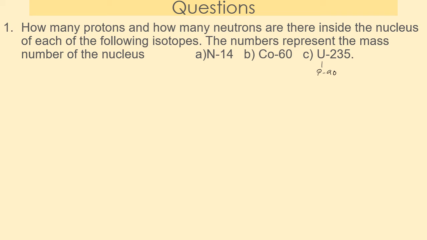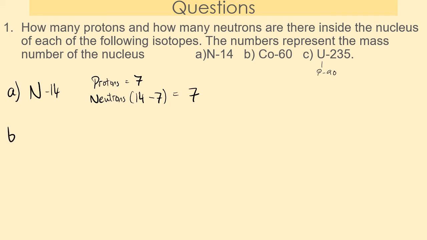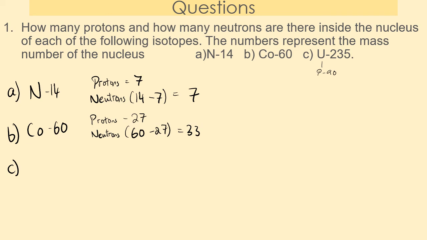You should now only be watching if you have completed these questions. So for A, for nitrogen 14, I find nitrogen on the periodic table. My protons are 7. My neutrons, to work this out, I will do 14, my mass number, take away 7, my atomic number, and that will give me 7. B, for cobalt 60, my protons, I find it on the periodic table, it is 27. My neutrons, I will do my mass number, take away my proton number, 60 minus 27 equals 33.